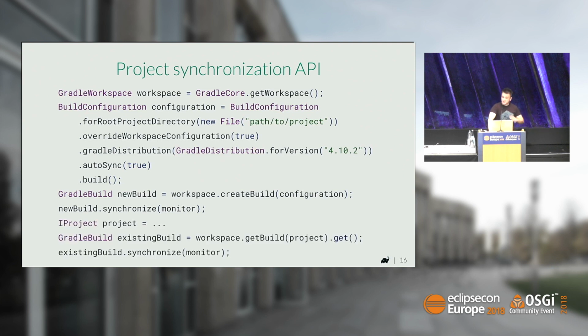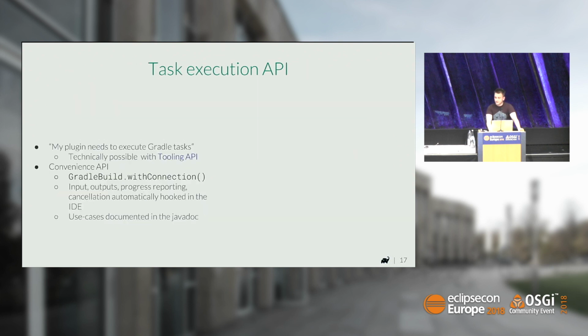A similar thing goes for existing projects. You can use the Gradle workspace to get a build based on an IProject, and it checks if this project is a valid Buildship project, and then returns a present value. And if you get it, then you can just call synchronize again, and it has the same effect. The next API we implemented is for task execution.